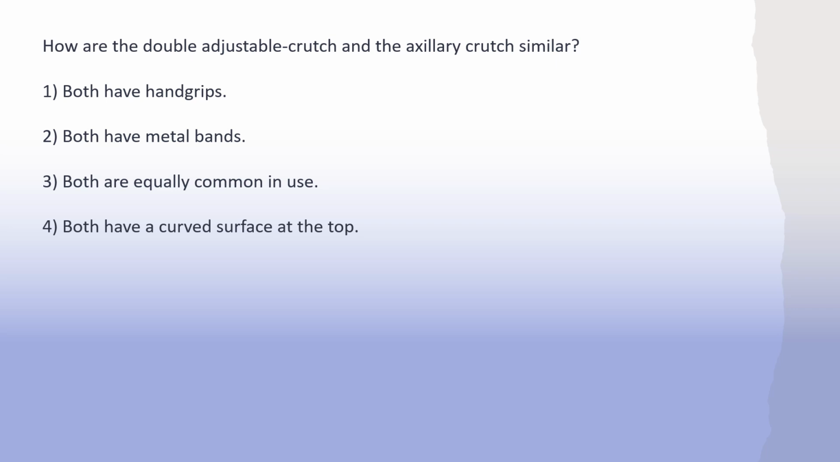How are the double adjustable crutch and the axillary crutch similar? 1. Both have hand grips. 2. Both have metal bands. 3. Both are equally common in use. 4. Both have a curved surface at the top.